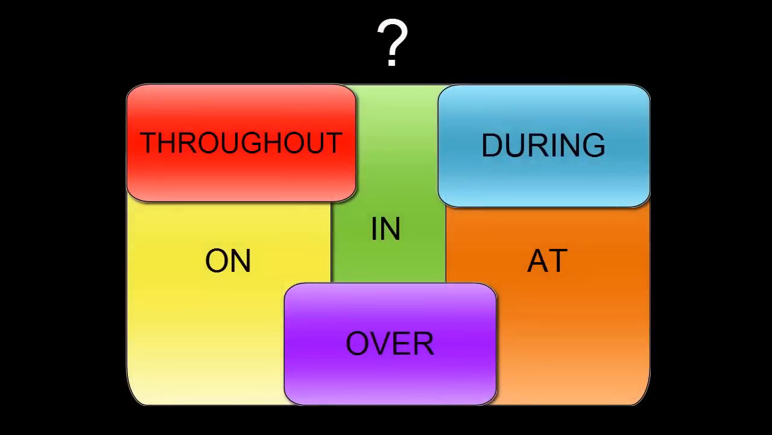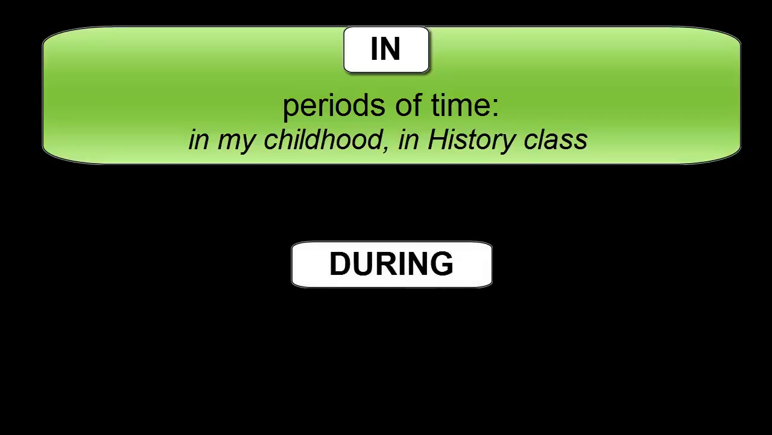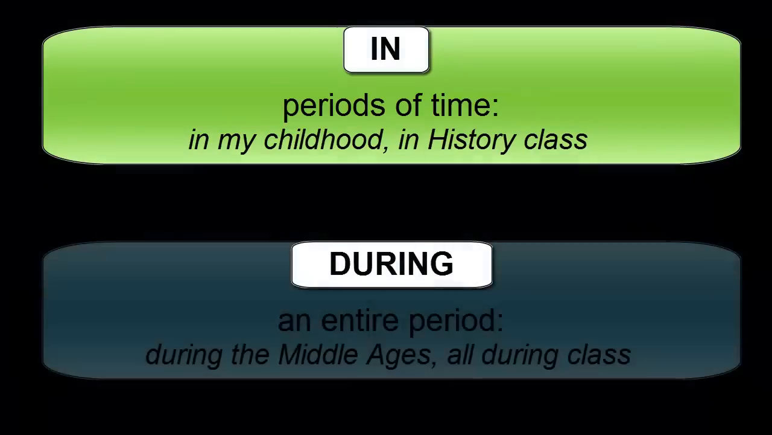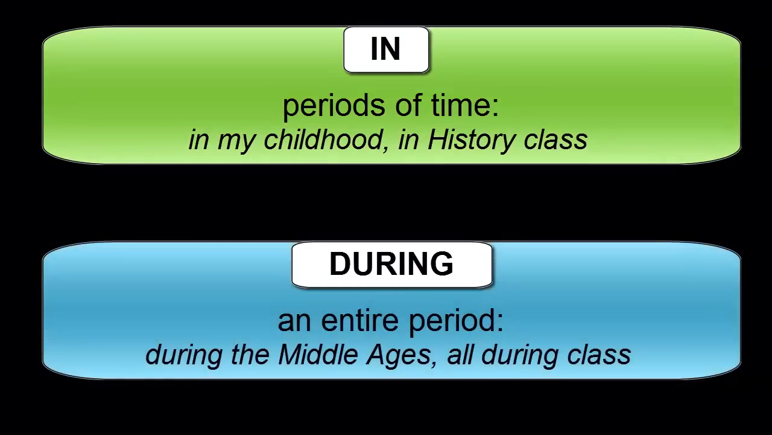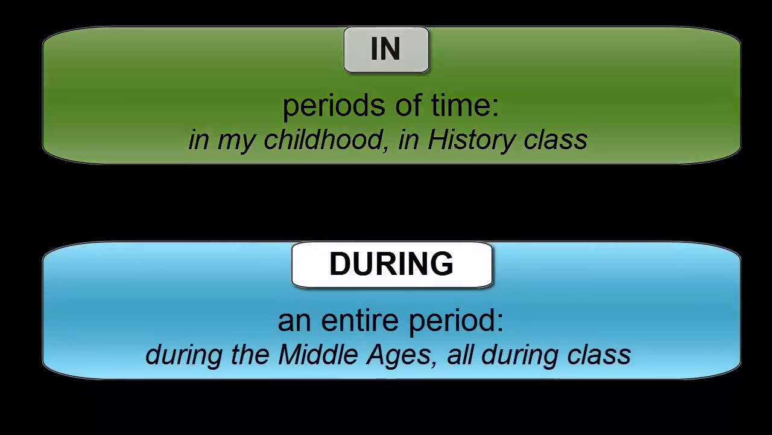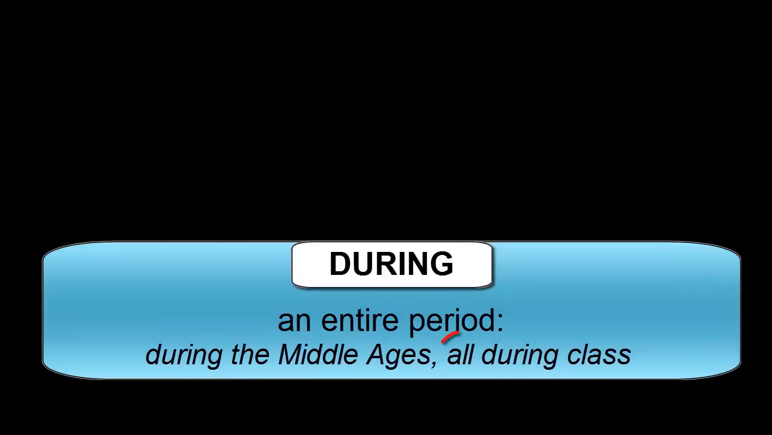The tricky thing is that there can be overlap. For example, we use in with periods of time, in my childhood, in history class. However, during can also be used with periods of time, during the Middle Ages, all during class. During, though, can refer to an entire period.